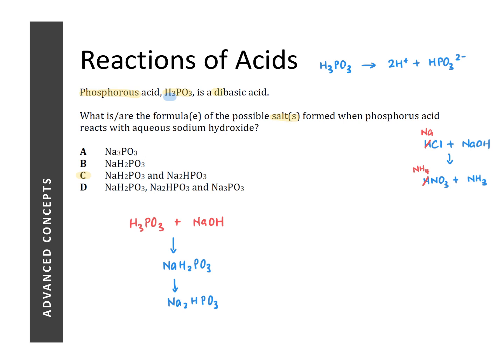And since the question already tells you there is a dibasic acid, there are two possible salts that can be formed. And in this question, in the four options, there's only one option that has two salts. So obviously that is the correct answer.